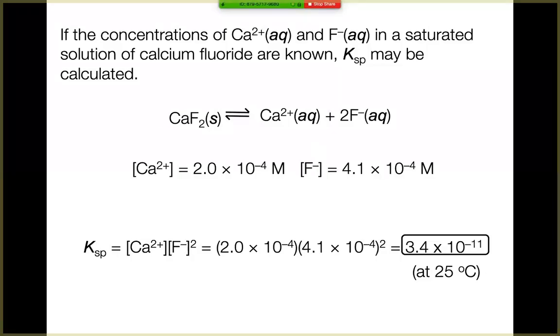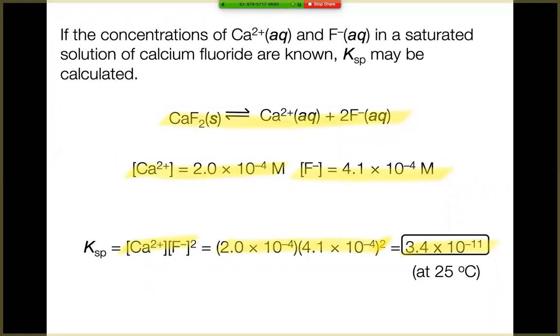We already have our balanced chemical reaction. The concentration of calcium is given to us. You would not know this off the top of your head; I would have to give this to you. It says the concentration of calcium is that number, and the concentration of fluoride is this number. When we plug that into KSP, we've already written out the expression. So now it becomes the concentration of calcium times the concentration of fluoride, and fluoride, because of the K expression, is squared. Doing all that math, we can find KSP.